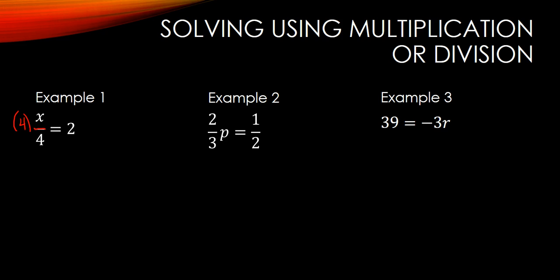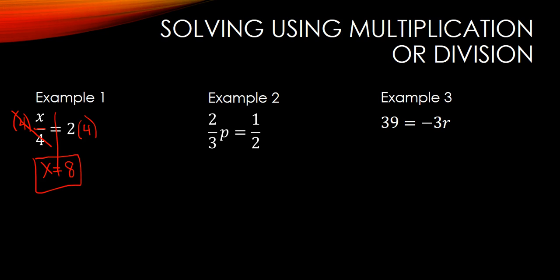But if I do that on the left side, I also need to do that on the right side. Now the divide by 4 and the multiply by 4, they cancel each other out because one's in the numerator and one's in the denominator. And so I'm just left with the x on the left side. And I have 2 times 4, which is 8.